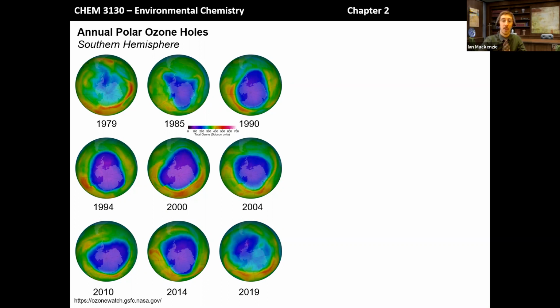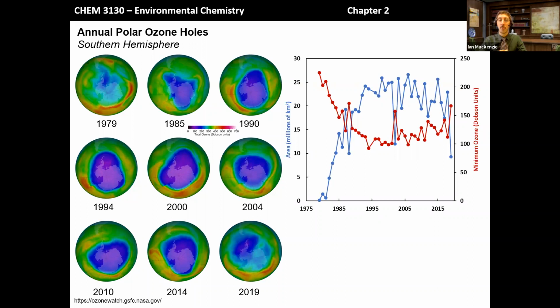So we can look at this data a little bit more quantitatively in terms of this graph shown here. In red, we have the minimum ozone measurement in September of each of these years, going from 1979 all the way up to 2019. And you can see a fairly sizable decrease from above 200 Dobson units in September all the way down to below 100 in 1994. And then we've had some recovery, although it's been slow since then.